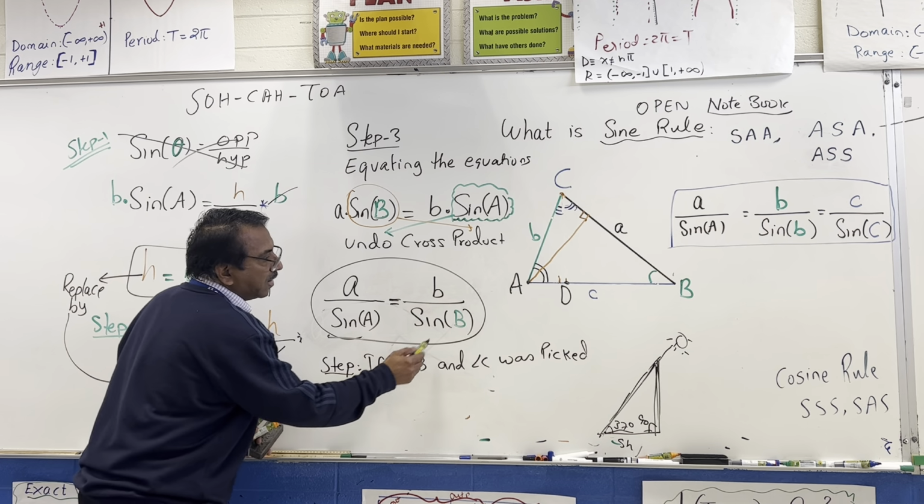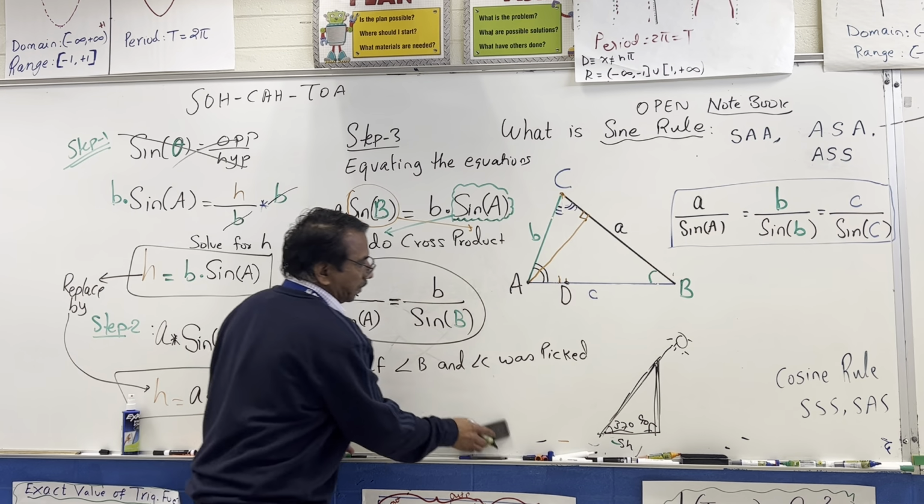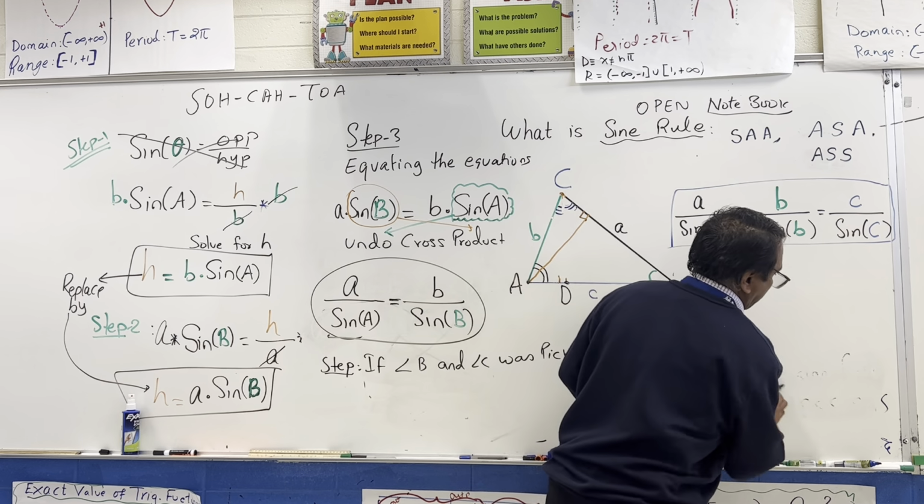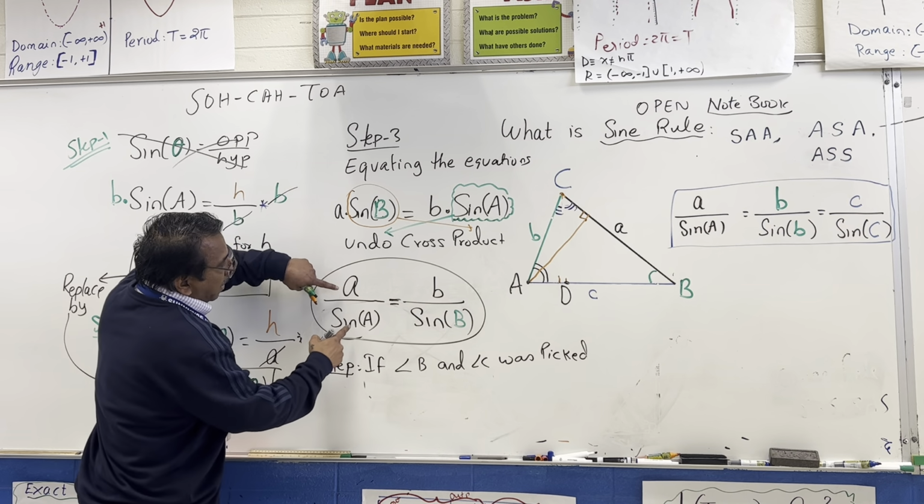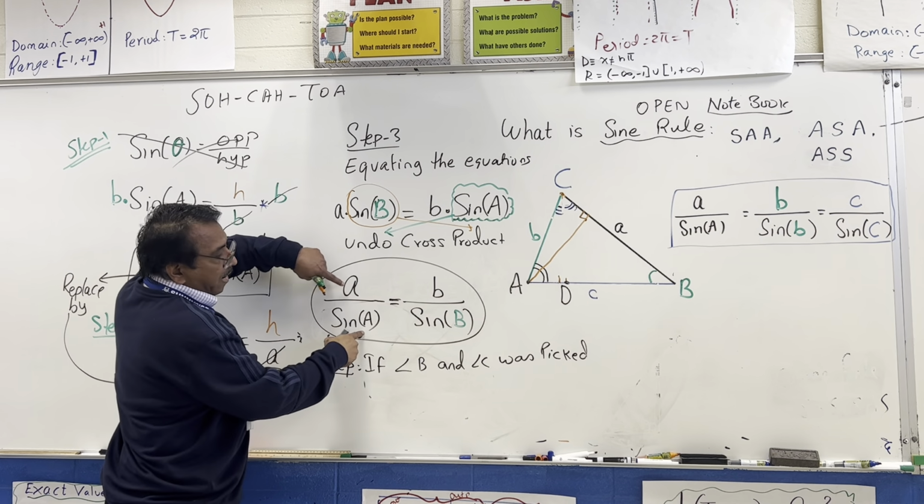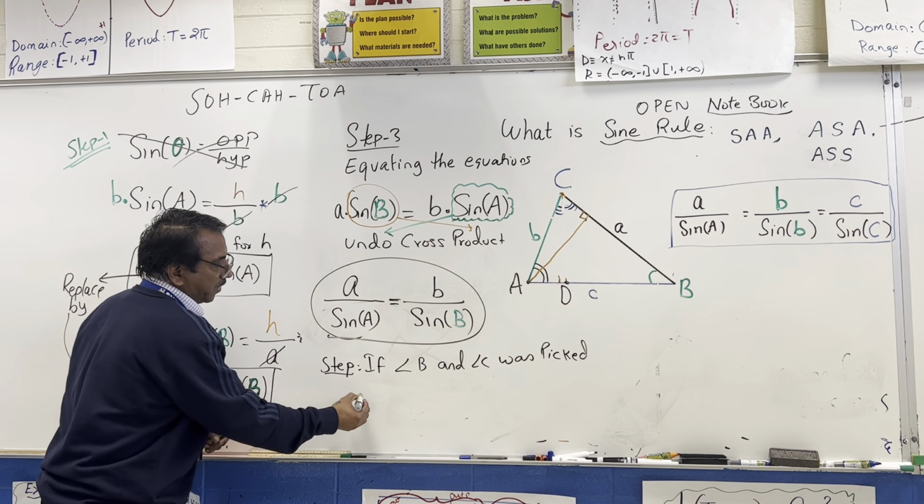So it was B and C that was used. How do we write this part? And we are almost done. So instead of this lowercase a, if B was used, then what do you write? What should I write? Start here.